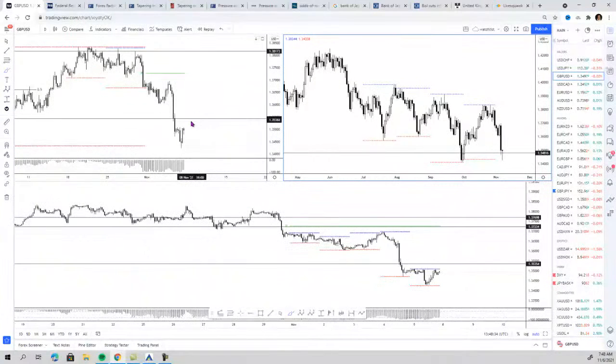So, if we get a pullback to that 135.50 and a clean rejection whilst the US dollar is rallying, this will be my play.